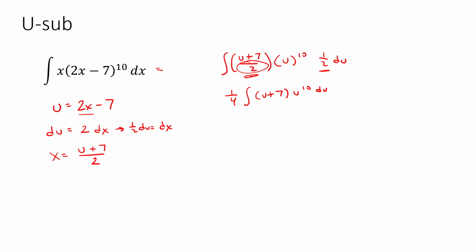And then the idea is from here, you've created a much simpler integral. You do need to distribute. Okay, you cannot take that integral yet. U to the 11th power plus 7u to the 10th. Okay, and now you are able to integrate using just basic power rule.